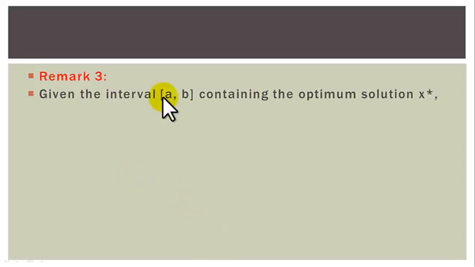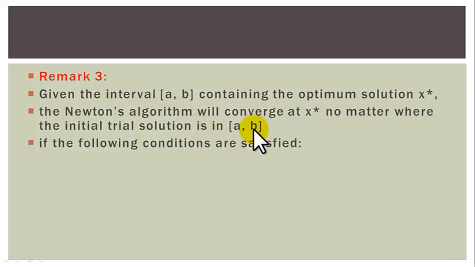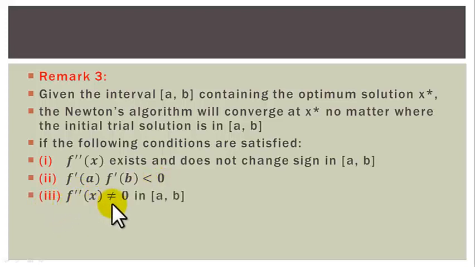Remark number 3. Given the interval from A to B containing the optimum solution x star, Newton's algorithm will converge to x star no matter where the initial trial solution is in the closed interval AB, if the following conditions are satisfied. 1. f prime prime of x exists and does not change sign in the interval AB. 2. f prime of A times f prime of B is less than 0. 3. f prime prime of x is not equal to 0 in the interval AB.